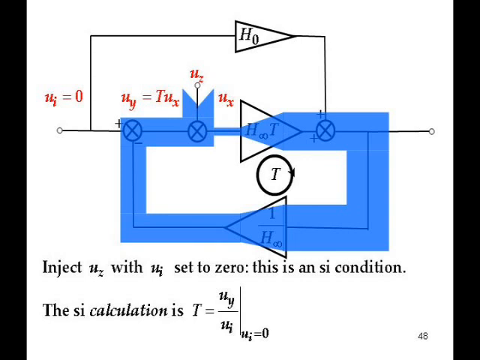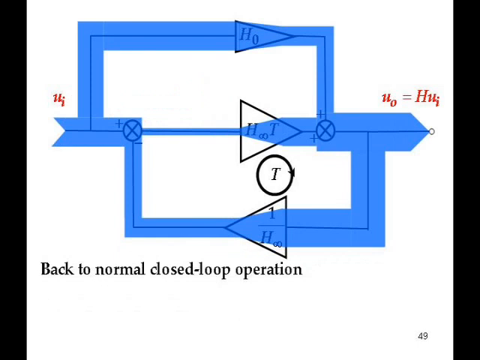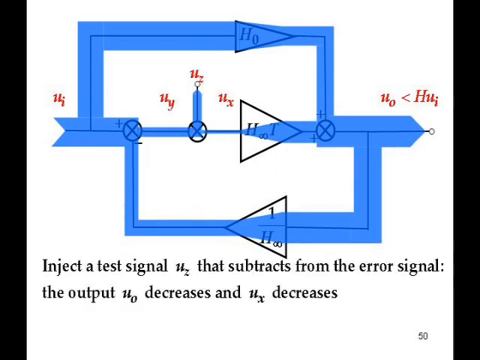But that's not all we can do with this. We're back to the original condition, no test signal. Now, if instead of injecting a test signal to add to the error signal, we extract an error signal to make the error signal bigger, the effect is to reduce the drive signal going into the forward path. It's because the test signal has diverted some of the error signal away from the forward path. So now the output has gone below H times UI. You can increase the test signal in that direction some more, enough to make the drive to the forward path actually go to 0.